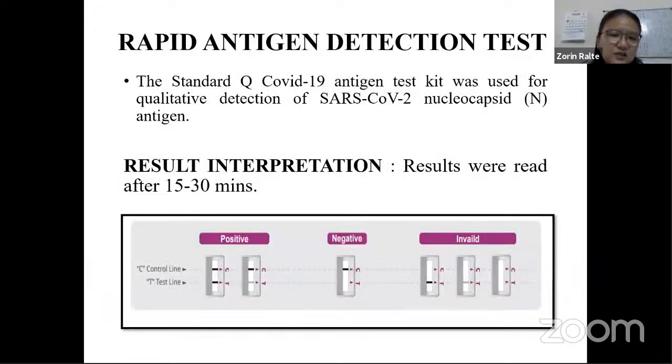The rapid antigen test was performed using the Standard Q COVID-19 antigen test kit, which is a qualitative test for the detection of SARS-CoV-2 nucleocapsid antigen. It is a rapid immunochromatographic assay, and the result interpretation was done after 15 to 30 minutes, with results showing positive, negative, or invalid, depending on the control test line seen in the test strip.